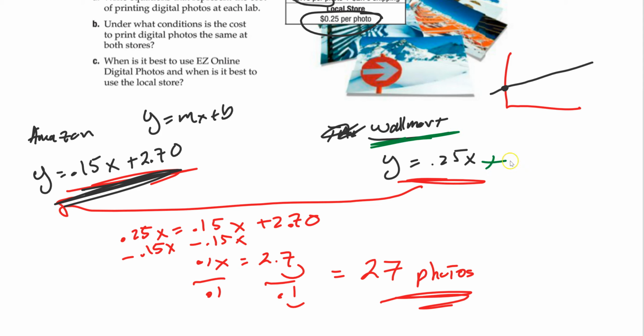Now let's do Walmart. It has a y-intercept of 0 and a slope of 0.25. So I can go a little faster. I know where they cross is 27 photos. So it looks like anything before 27 photos, you want to go to Walmart, the local store. Anything after 27 photos, you want to go to Amazon. Right, so there you go.